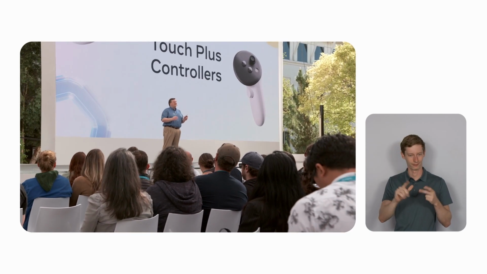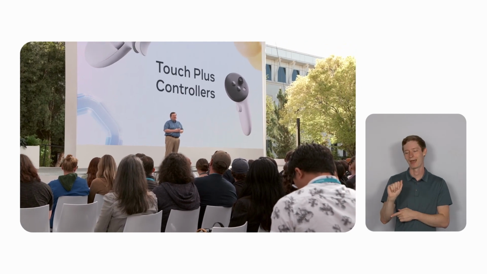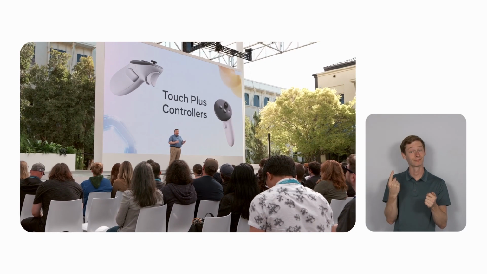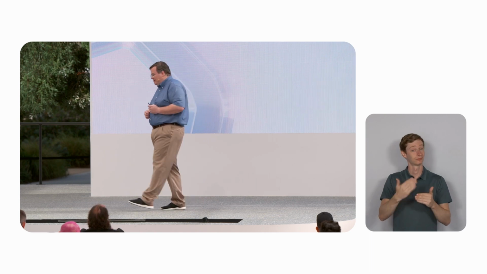Now, let's talk about the all-new Meta Quest Touch Plus controllers that come with the Quest 3. The first thing you'll notice is that there's no rings, just like the Touch Pro controllers. This dramatically improves situations where your two hands are close together. No more ring collisions. However, the next thing you'll notice is that there's also no cameras.